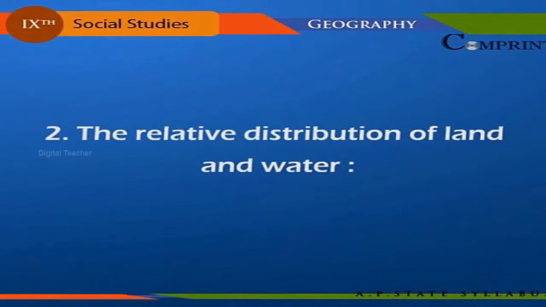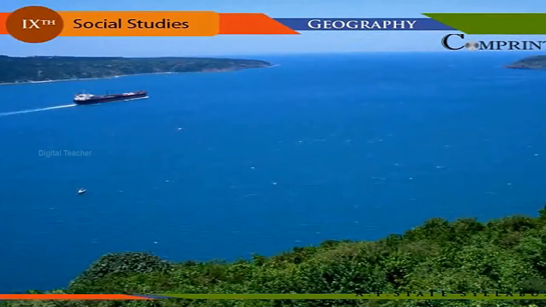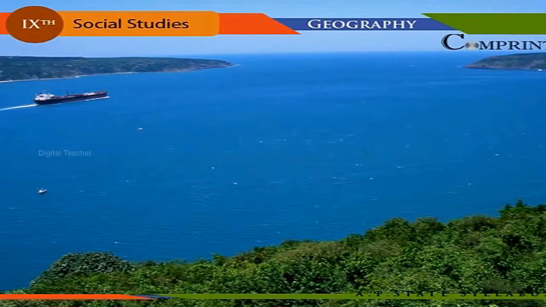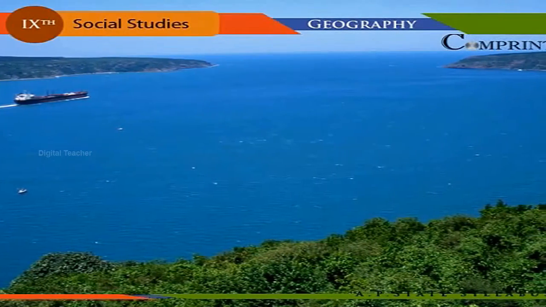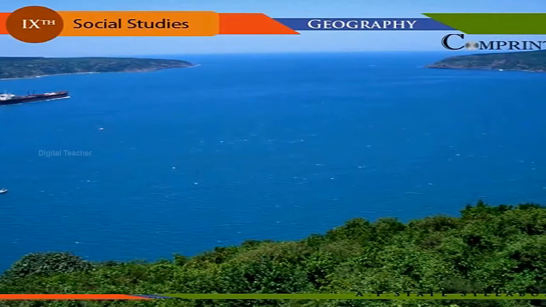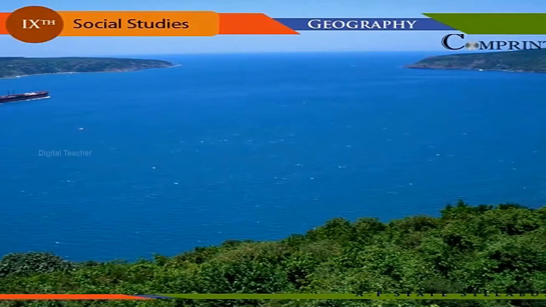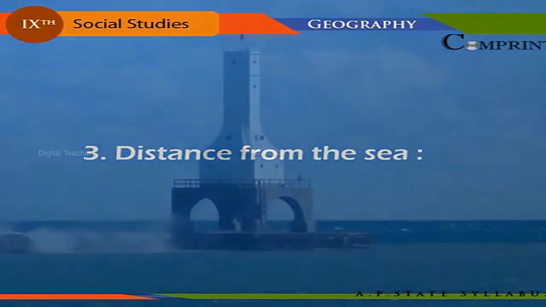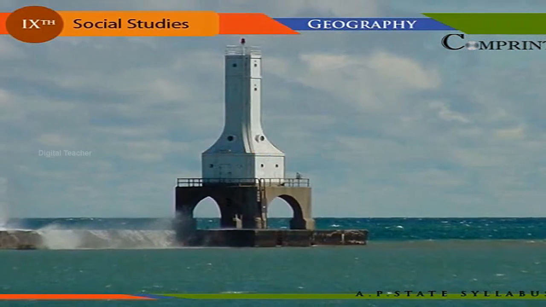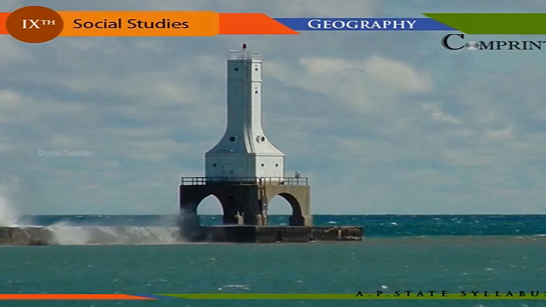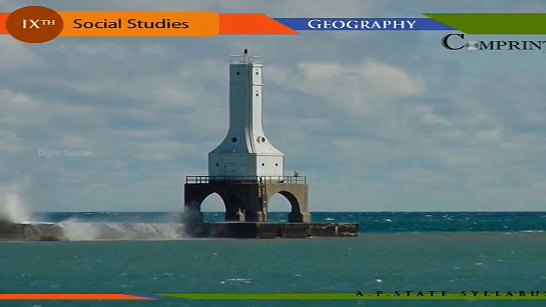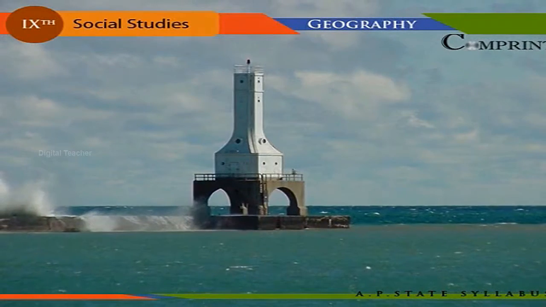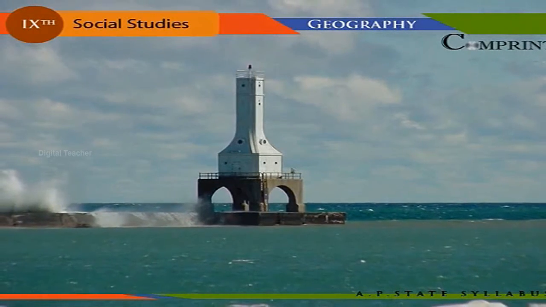2. The relative distribution of land and water. The land masses are heated up and cool down quickly when compared to the water bodies. Hence, the land masses and the water bodies positioned on the same latitude record different temperatures. 3. Distance from the sea. Distance from the sea critically influences the diurnal as well as the annual range of temperature under the influence of local winds, known as the land and sea breezes.